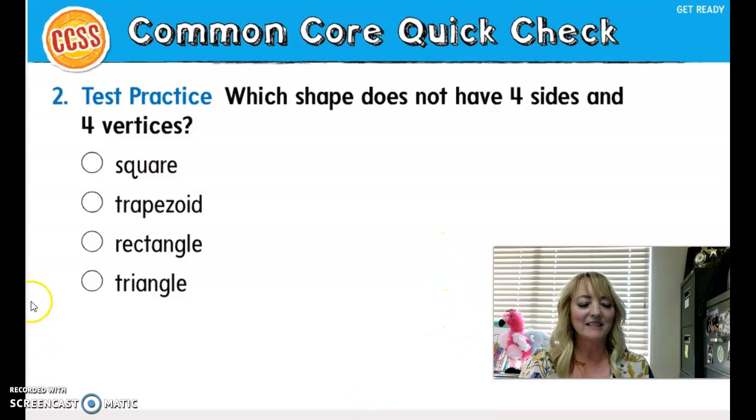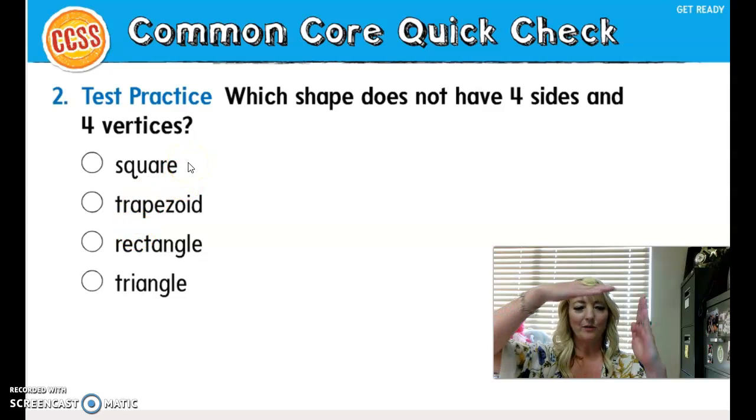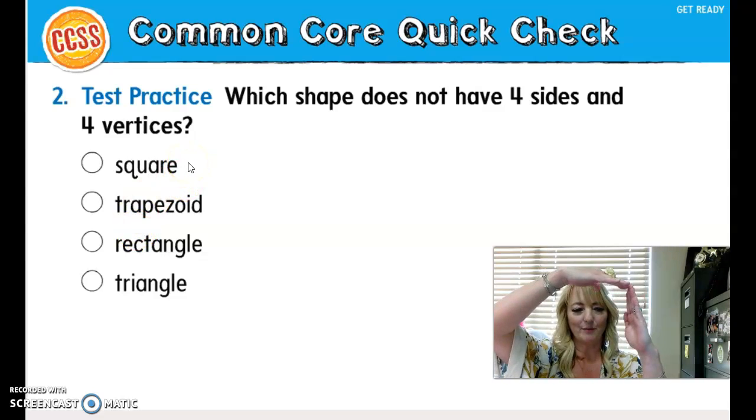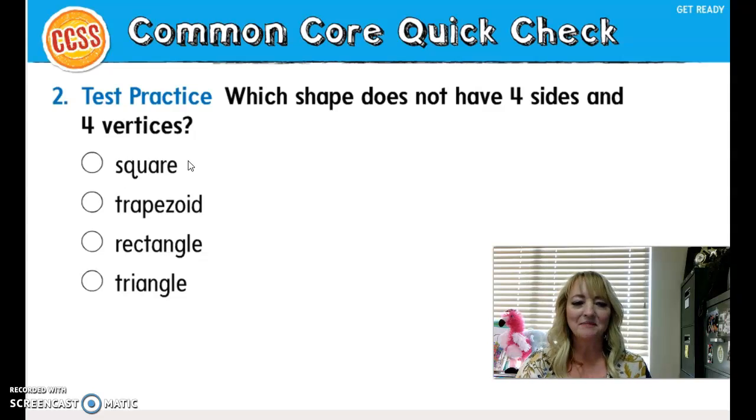Okay, which shape does not have 4 sides and 4 vertices? Remember, vertices are where the sides come together to make a point. A square does have 4 sides and 4 vertices. Trapezoid? Yes, 4 sides, 4 vertices. Rectangle? Yes, 4 sides, 4 vertices. How about a triangle? There's the one. We would choose that one.